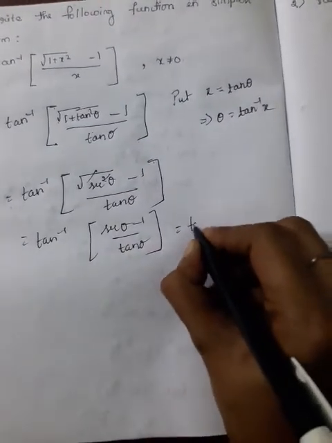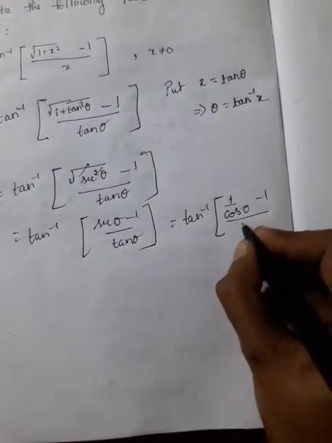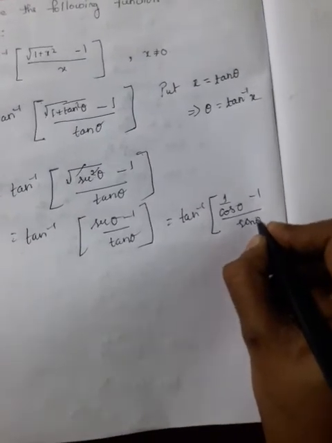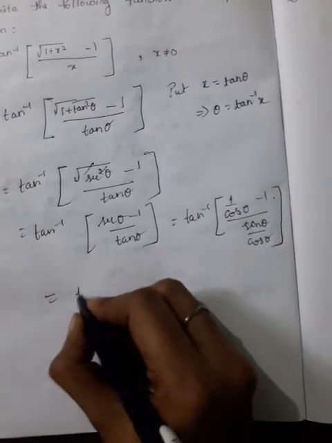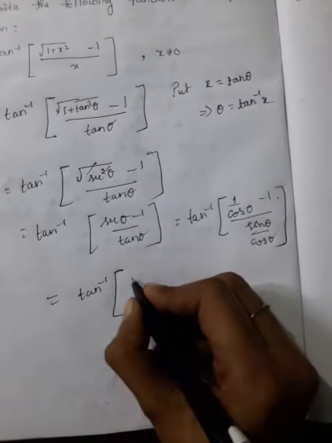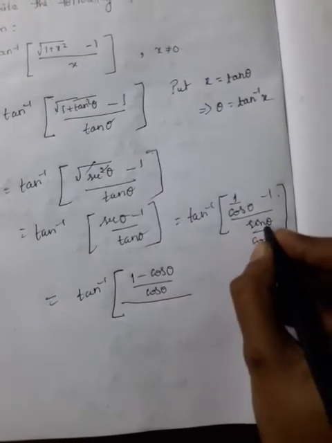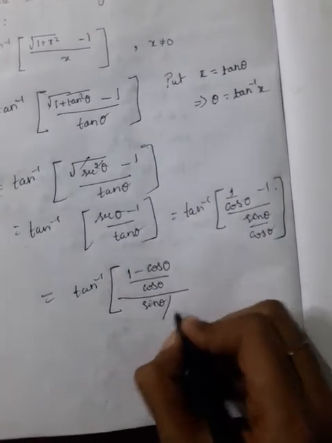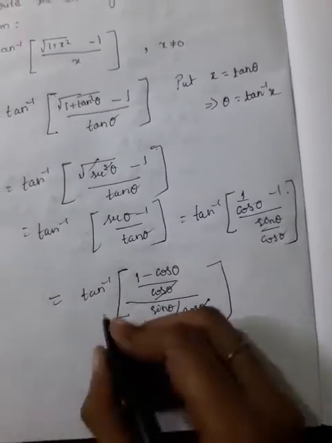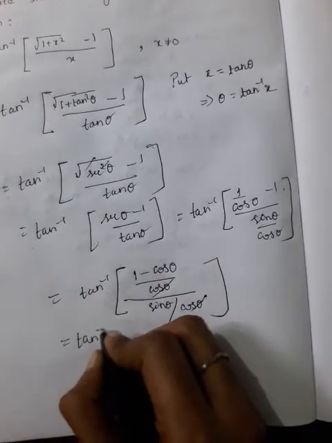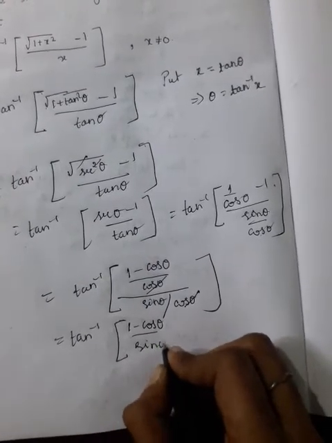Secant theta can be written as 1 by cos theta, and tan theta can be written as sin theta divided by cos theta. This is equal to tan inverse of, taking cos theta as common denominator, (1 minus cos theta divided by cos theta) whole divided by (sin theta by cos theta). Cos theta gets cancelled. The remaining thing is tan inverse of (1 minus cos theta) divided by sin theta.